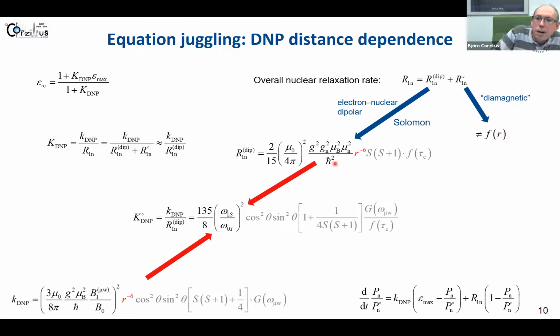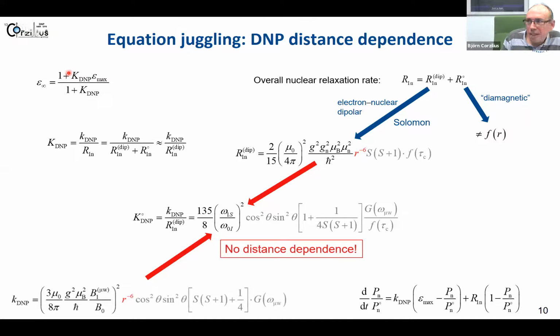And this, of course, will lead to complete cancellation of the distance dependence. So in the end, this DNP equilibrium constant, which determines our steady state enhancement, is completely independent of the electron nuclear distance. And this is also a result that Michael Leskes has recently published in doped crystalline lattices, where they found the same result.